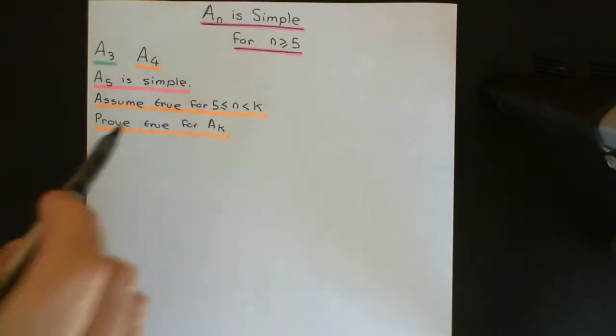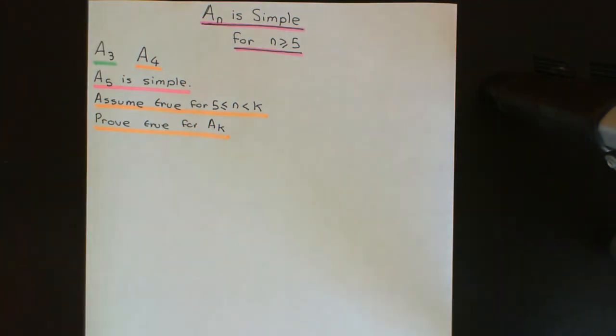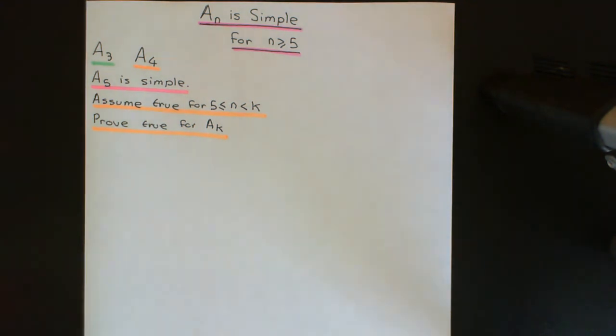And so if we prove this, we prove that they are all going to be simple, since we already know that A5 is simple. So that's why you do need to know that A5 is simple before commencing this video, because it's a proof by induction, so we need to know that the starting example is true.